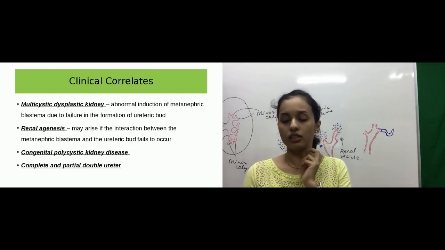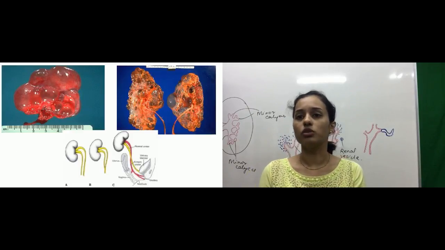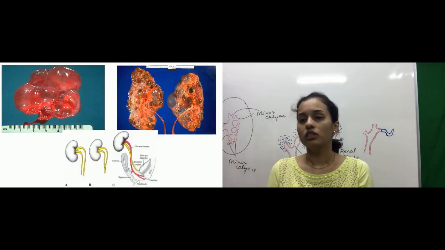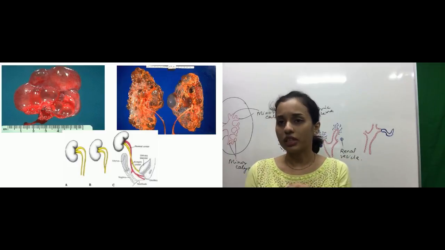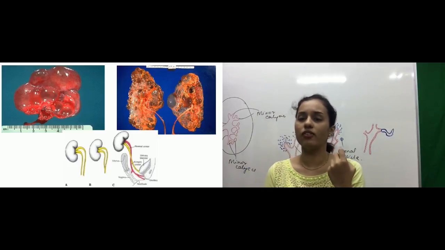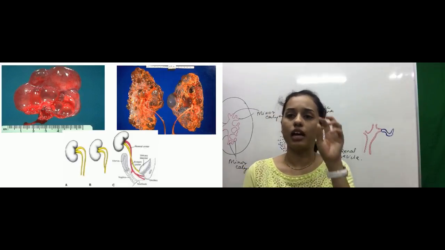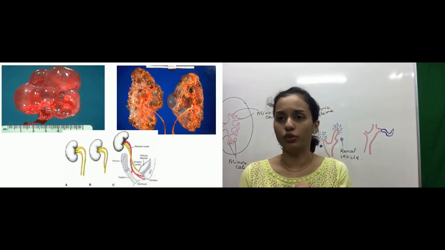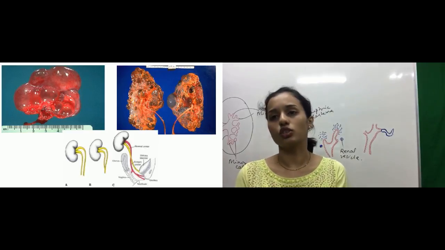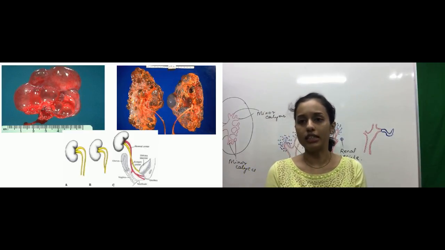as you can see in the next slide. This is how, in the second picture, there will be many cysts around the kidney. The collecting system has developed, even the kidney has developed, that is the excretory system, but there are many cysts which are filled with fluid, so this condition is called polycystic kidney disease.